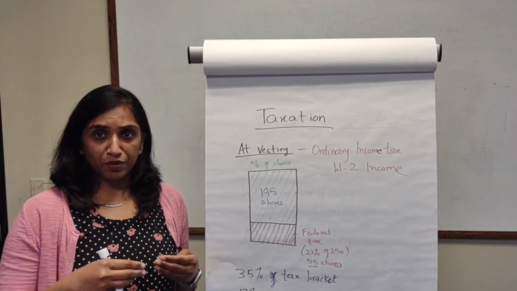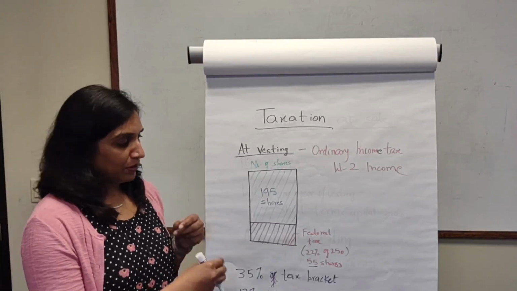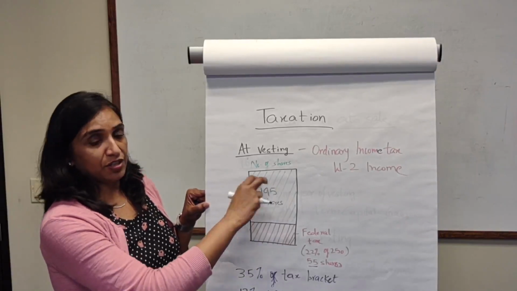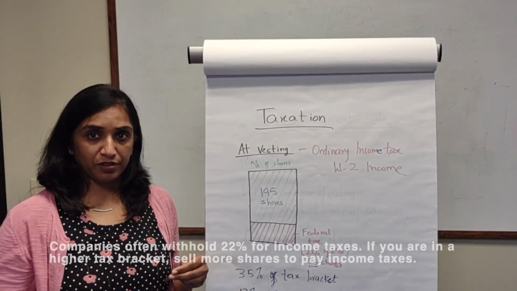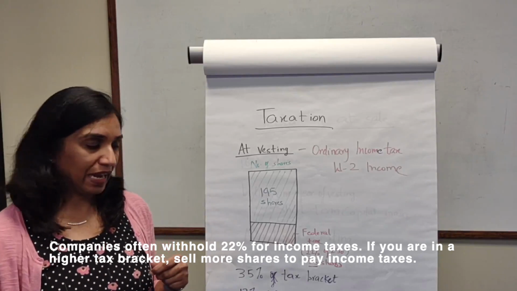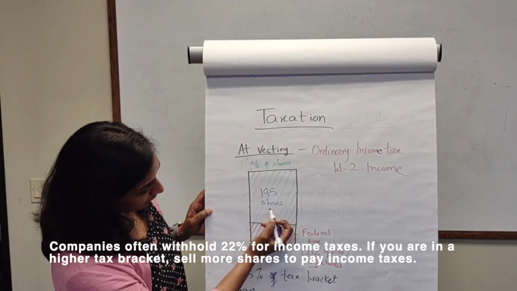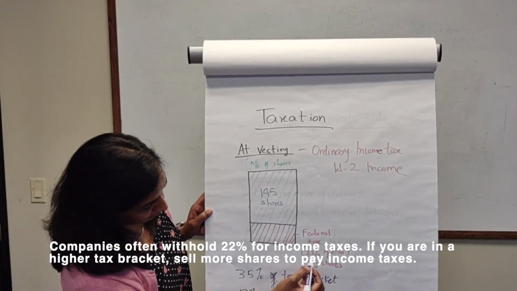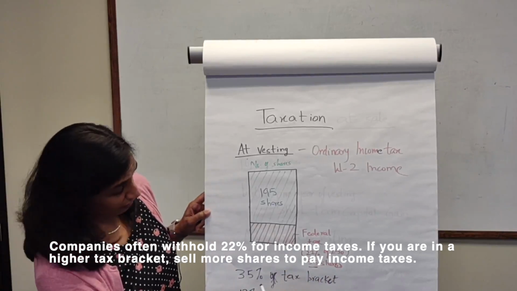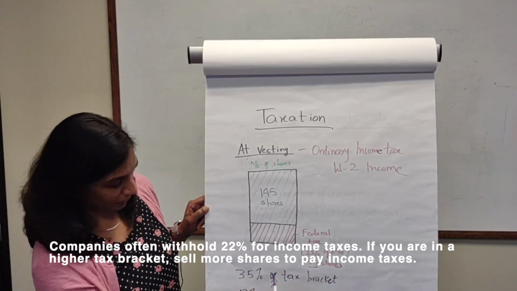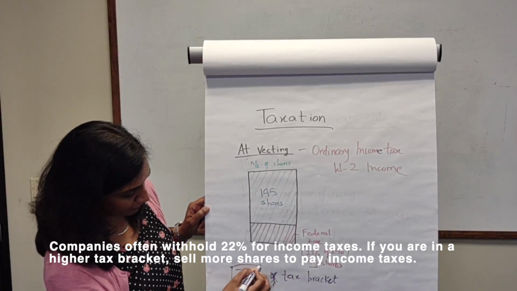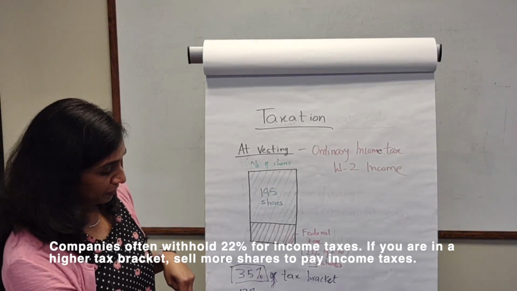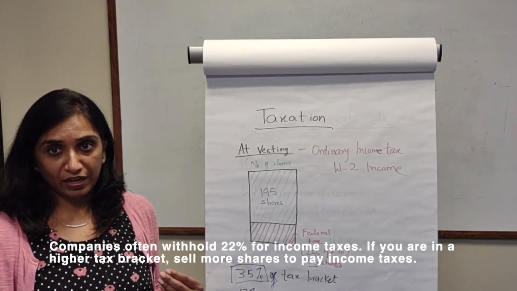Once you know the number of shares you're going to get into your account, on the vesting date you will get the 195 shares multiplied by the price of the share on that date. So you'll get 195 shares in your account. However, remember, even though the company just withheld 22%, you might not be in the 22% ordinary income tax bracket. You might fall in the 35% income tax bracket. So you will owe 13% more taxes at the time you file your taxes.